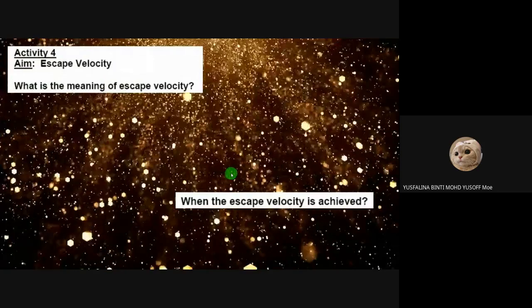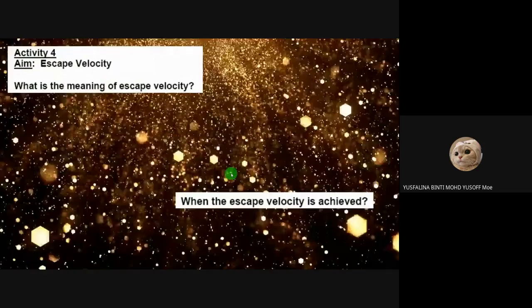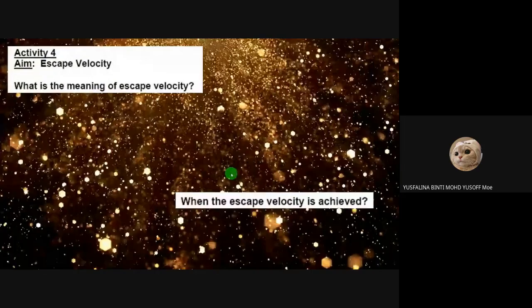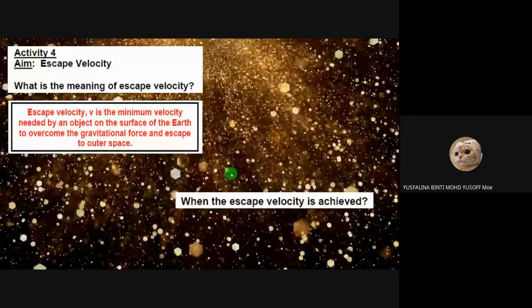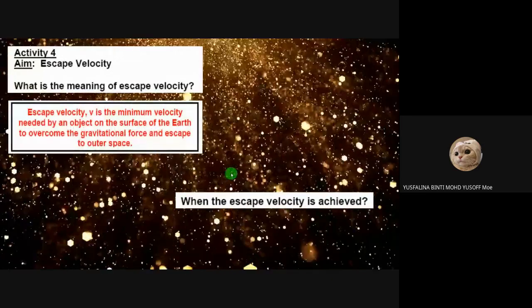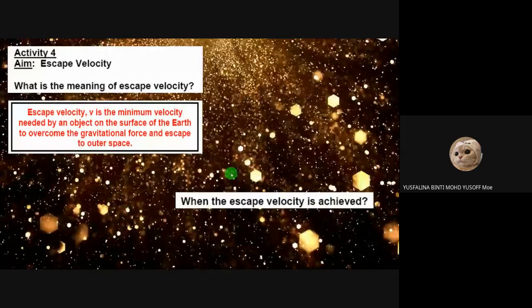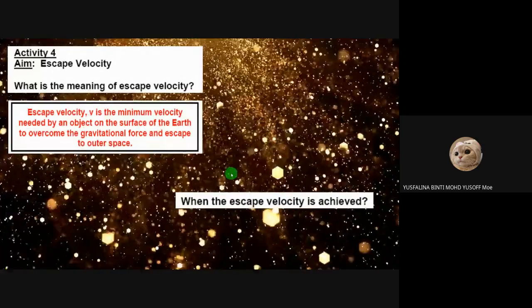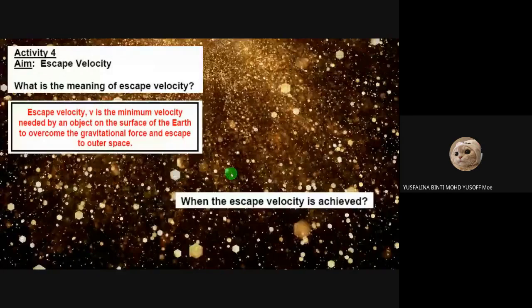Okay. So the escape velocity. What does it mean by escape velocity? So escape velocity is the minimum velocity needed by an object on the surface of the earth to overcome the gravitational force and escape to outer space.